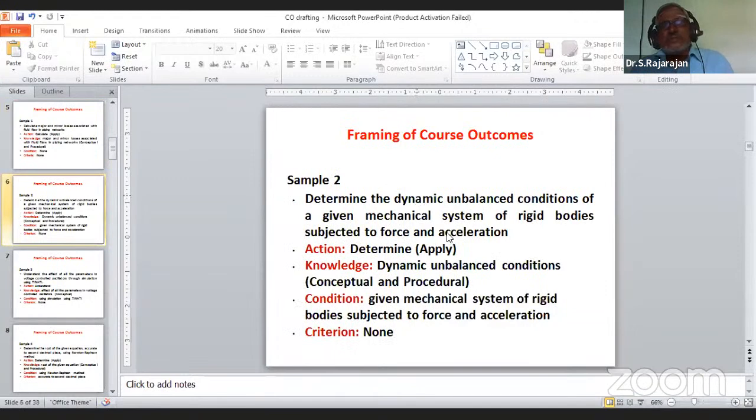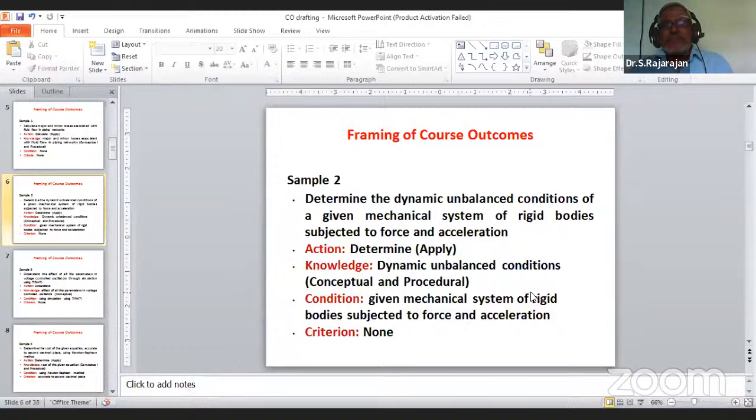All right, sample 2. Look at this again. One more statement from physics. Determine the dynamic unbalanced conditions of a given mechanical system of rigid bodies subjected to force and acceleration. This is the course outcome written. The action verb is determine. Determine is at K3 level, apply level.